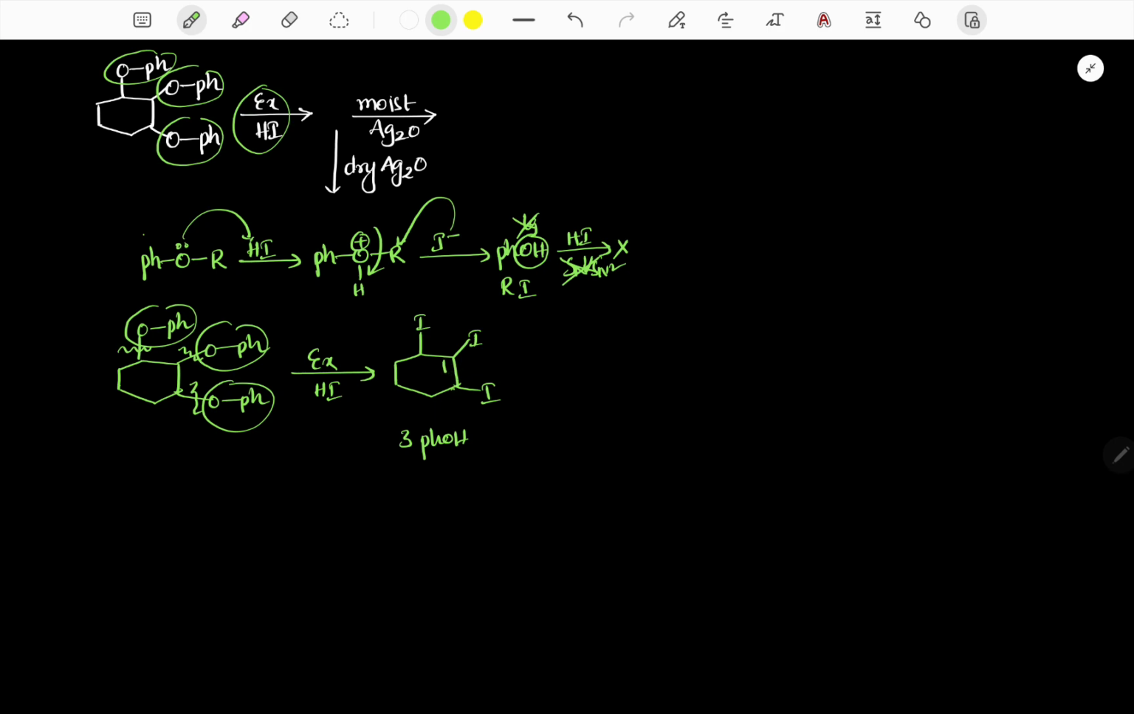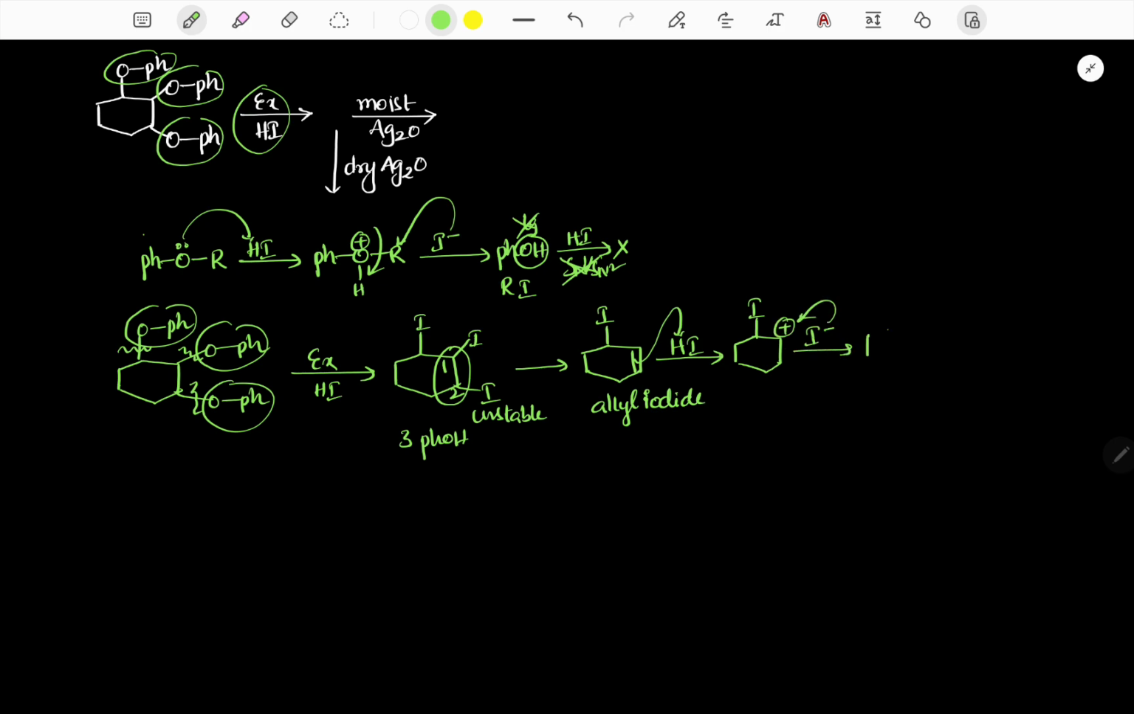Now we know that a 1,2-diiodo compound is unstable. Immediately it loses I2 and forms the corresponding allyl iodide. Now it again reacts with HI because the alkene can react with HI and forms a stable C plus. Now it reacts with I minus and finally we get the corresponding diiodo compound.